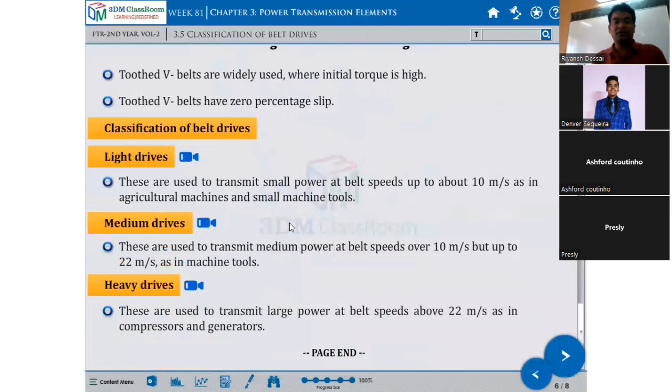Now classification of belt drives. Now how are the belt drives classified? First is light drives, medium drives, and heavy drives.